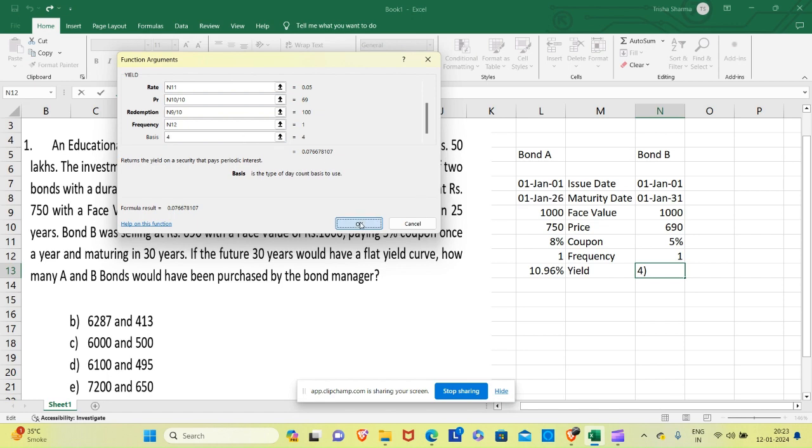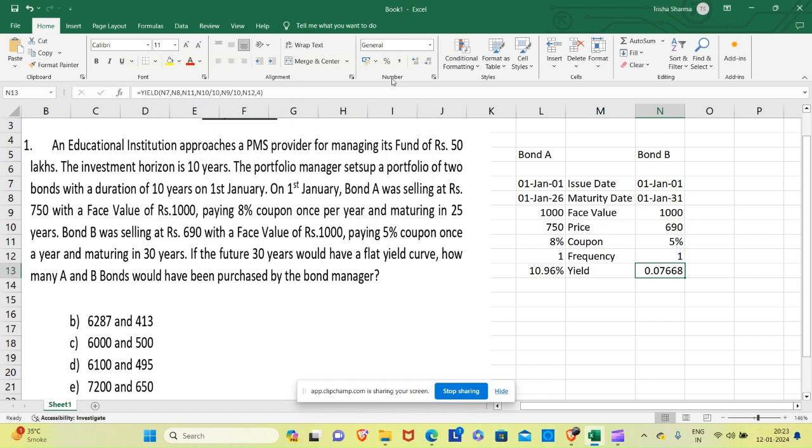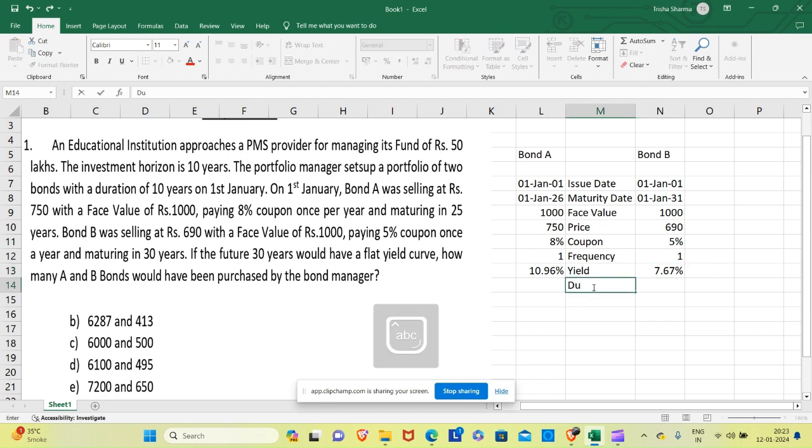So we got the basis. Now we have also got the yield. So yield has been found for both the bonds. One is 10.96 and the second is 7.67. Why did we find yield? Because then we can find out the duration of each of the bonds, and then set the duration equal to 10 and then allocate the bonds. So let us find out the duration now.